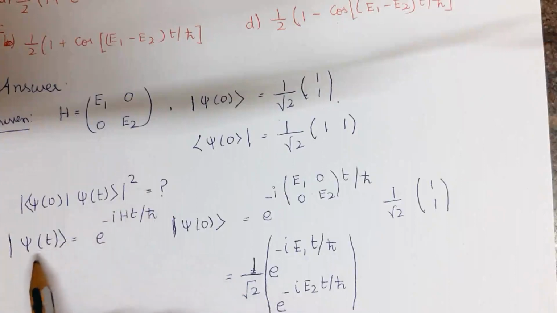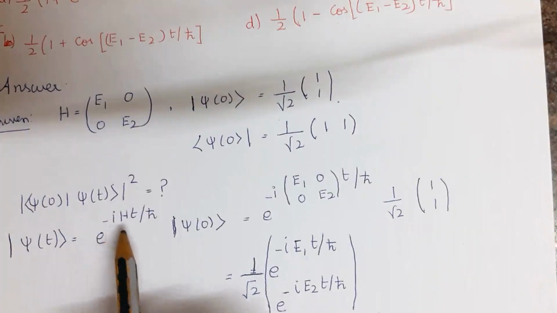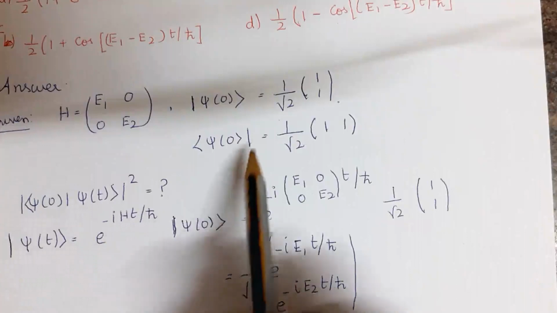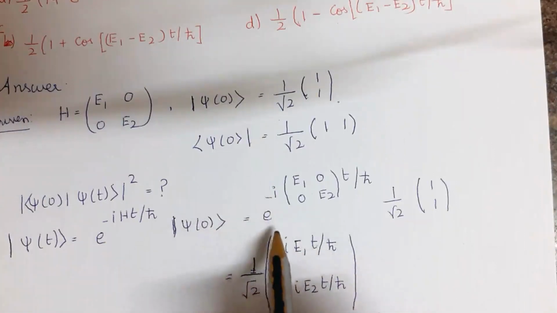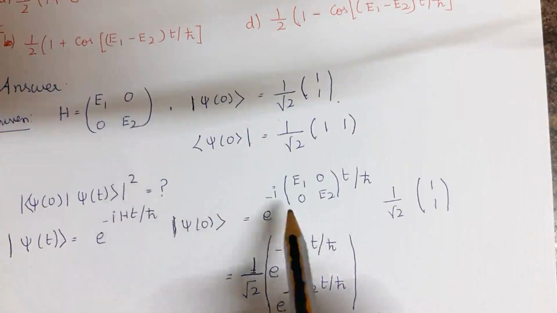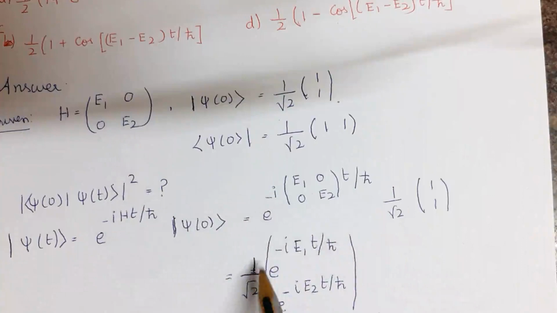We already know that in quantum mechanics psi of t is equal to e power minus i H t divided by h cross, into psi of 0. We know the value of psi of 0 by substituting, and also we know the value of H that is given in the question. Then we will be getting 1 by root 2 times (e power minus i E1 t divided by h cross, e power minus i E2 t divided by h cross).